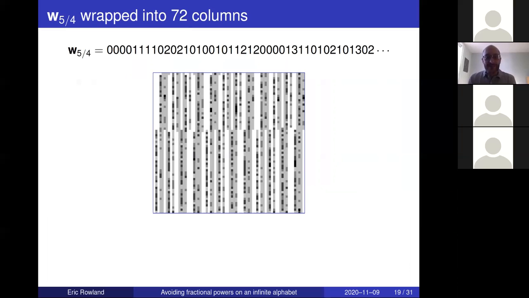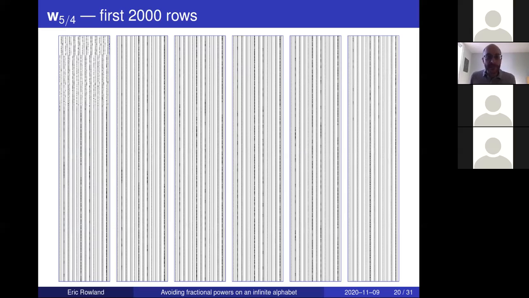It wasn't for lack of trying. We looked at this in a lot of different ways. If you wrap it into 72 columns, you get this picture, which shows that there is some structure here, right? Several of the columns have become constant at this point. Several of them have not. Here's that same picture, but just continued for a lot more rows. This is the first 2,000 rows, and it really takes this long to see what's going on with this word. In this last panel over here, you can finally see some of the other columns enter their eventually periodic or eventually constant state. So this column becomes constant right here.